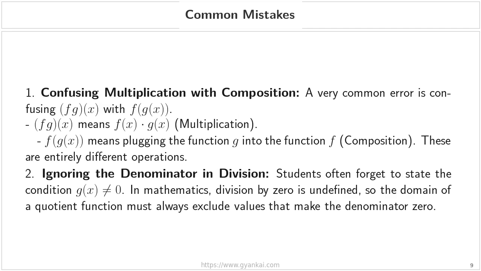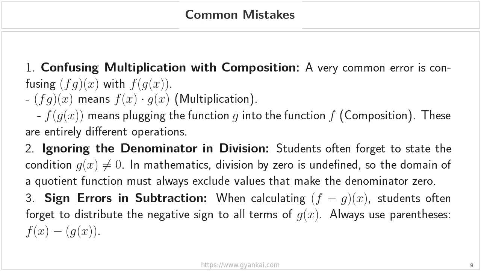Second, when we are dealing with the quotient of functions, do not ignore the denominator. As we discussed in the slide on division, we must always state the condition that g of x does not equal 0. In mathematics, division by 0 is undefined. Therefore, when you are defining the domain for a quotient function, you must always exclude any values of x that would make the denominator 0.